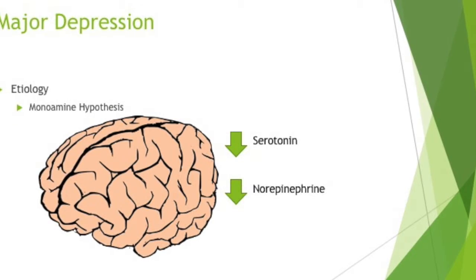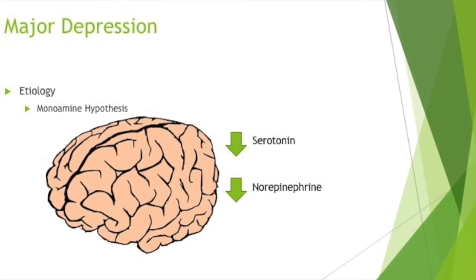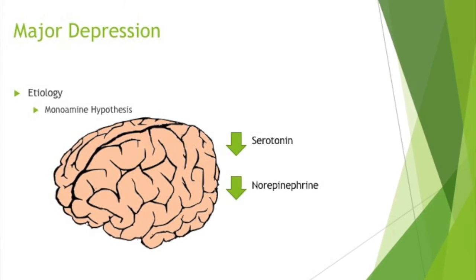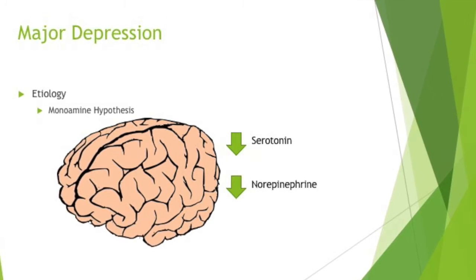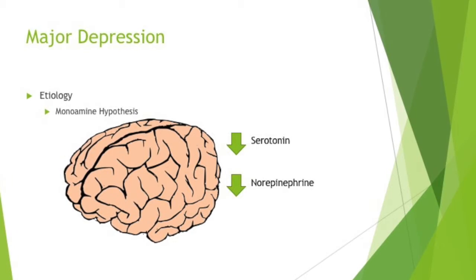One of the main supported theories for explaining the etiology of major depression is the monoamine hypothesis. This hypothesis states that in the brain, there is a decreased amount or function of the neurotransmitters serotonin and norepinephrine, which lead to the symptoms of depression.